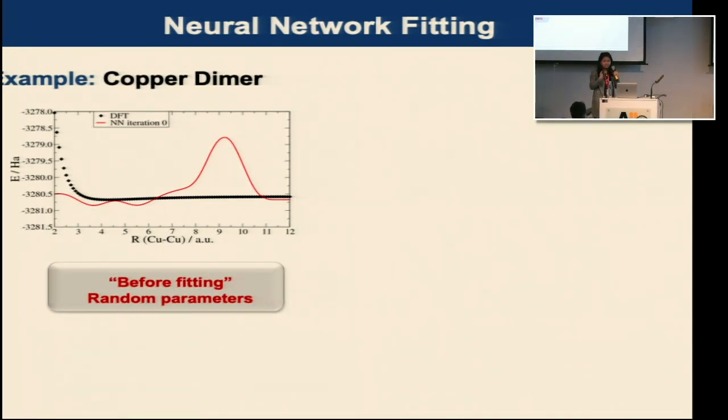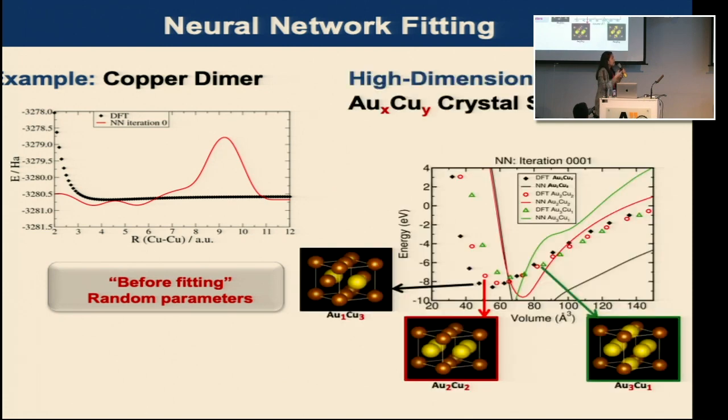And now our high-dimensional network can work for many different types of materials, even at the same time. It can describe an isolated molecule. In this case, I just show the copper dimer, and we use the same potential that can describe, for example, copper-gold alloys, which have many different types of crystal structures. In this case, I show a very simple model, for example, gold 1 copper 3, gold 2 copper 2, gold 3 copper 1.